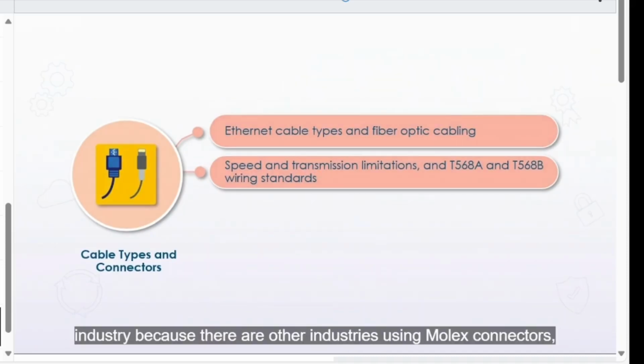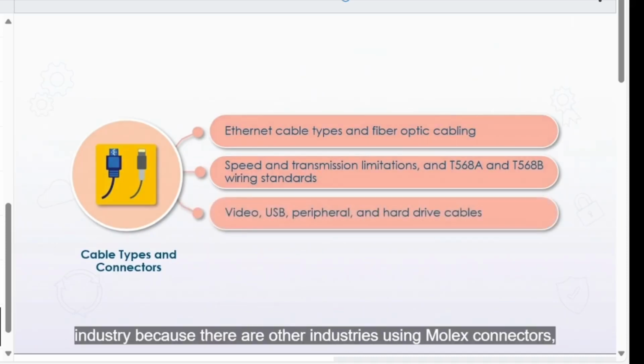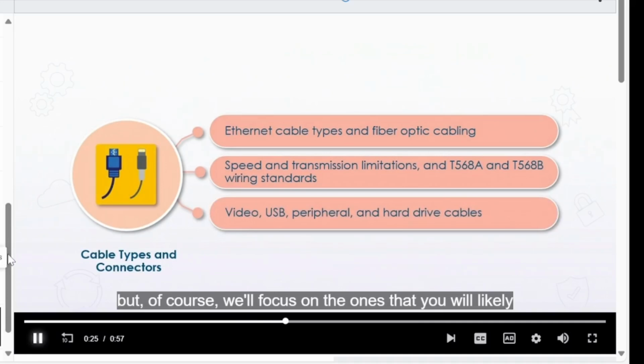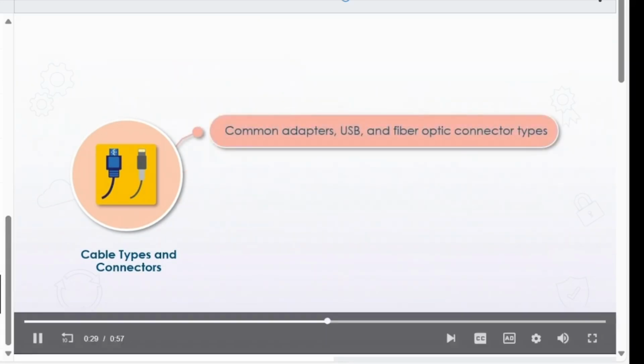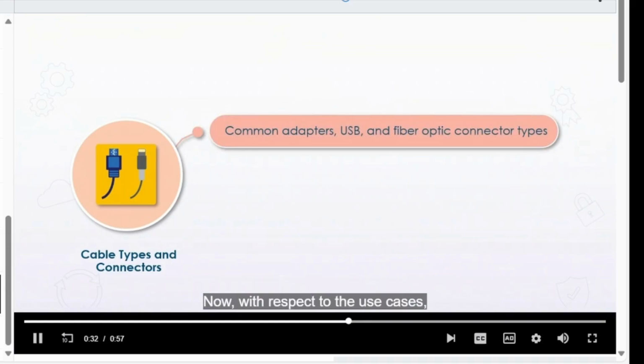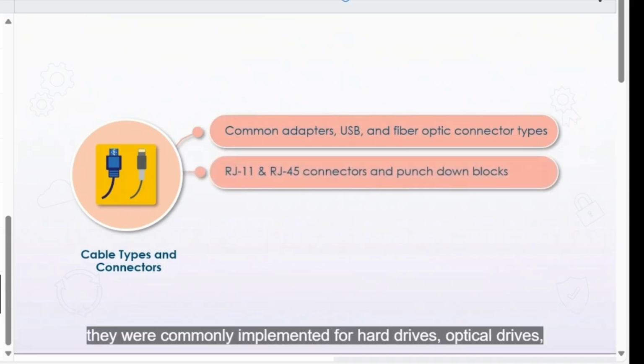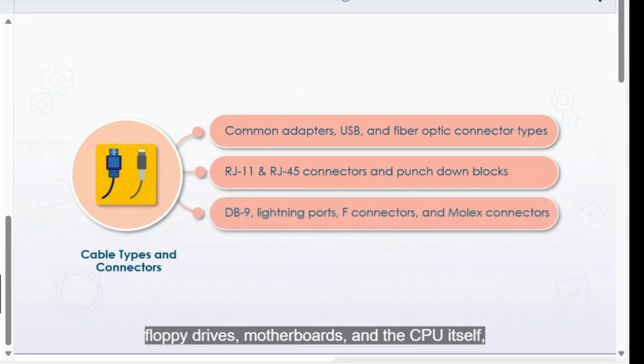T568A and T568B wiring standards, video, USB, peripheral, and hard drive cables, common adapters, USB and fiber optic connector types, RJ11 and RJ45 connectors and punch-down blocks, DB9, Lightning ports, F connectors, and Molex connectors.